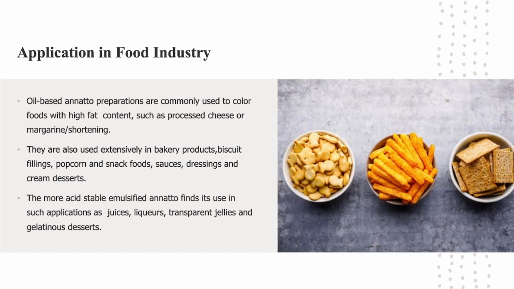In the picture you can see there are biscuits and bakery products. So we can see there is a lot of annatto use as a coloring pigment in the food industry as well as in various applications, which vary with concentrations and processing methods.